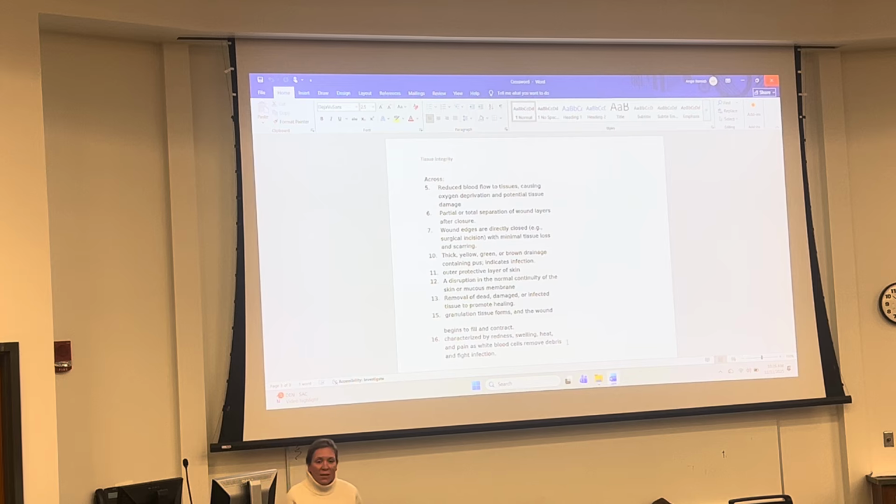I don't have mine on me right now, but. Anybody want to help them with 5 across? Alexis? Yeah, that one's ischemia. Okay, so reduced blood flow to tissues is ischemia. That's like a condition that's occurred.